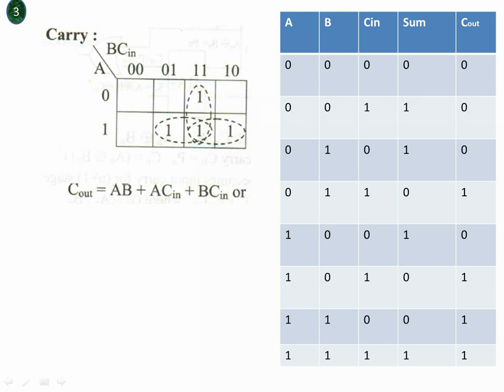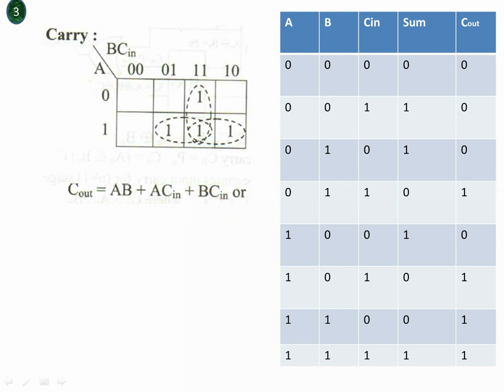Next for this group 1, 1. Here 0, 1. These two are complemented each other, so this variable will be cancelled. Then this is the B, C in. For this group it is the A, B. Here 1, 0, this variable C in will be cancelled. There is A term and B term, so it is the AB. Totally that C out logical expression is AB plus A C in plus B C in.